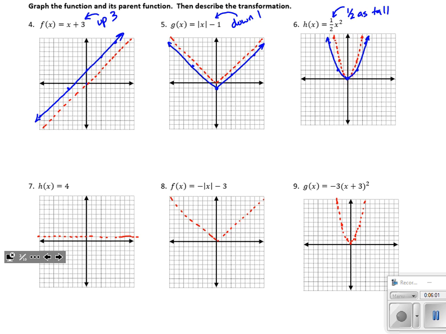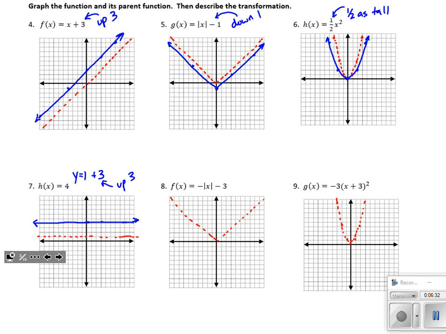Again, take the time to plot some points. If we grab them out of the calculator, that's fine. But take the time to make an accurate graph. Don't just throw a U on there haphazardly. Now, h of x equals 4, that's taking my y equals 1 parent and adding 3 to it. So I know that plus 3 that's happening is really an up 3 shift. So I go up 3 units everywhere on that line to get a new horizontal line.